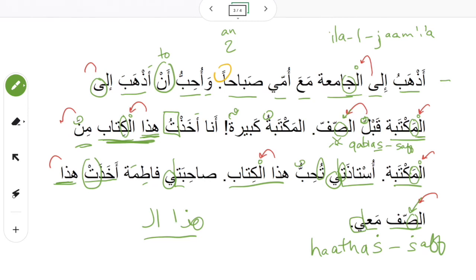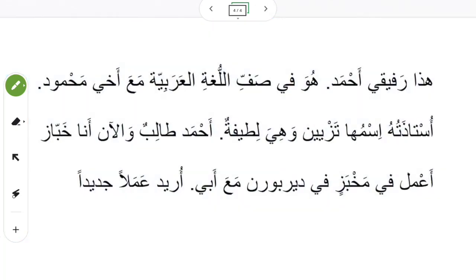So I'll read the whole paragraph one more time. أذهب إلى الجامعة مع أمي صباحا وأحب أن أذهب إلى المكتبة قبل الصف. المكتبة كبيرة. أنا أخذت هذا الكتاب من المكتبة. أستاذتي تحب هذا الكتاب. صاحبتي فاطمة أخذت هذا الصف معي.